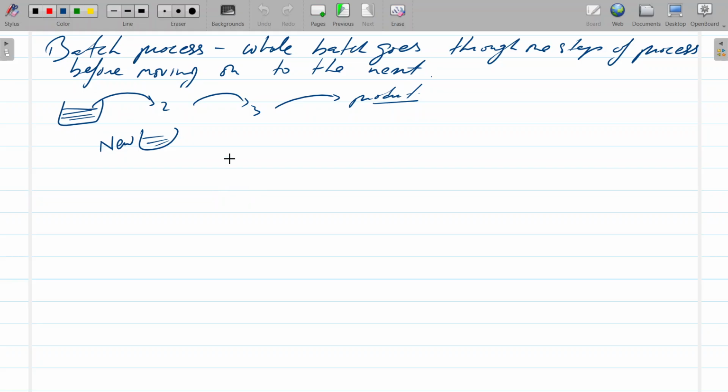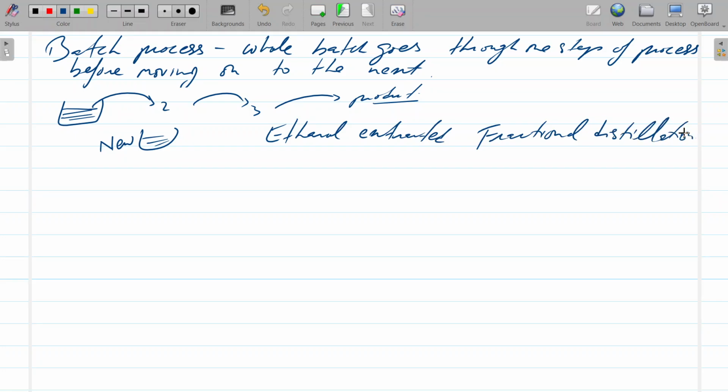Okay, so every time a batch is complete, the ethanol is extracted by fractional distillation, and then a new batch of reagents is put in. Reagents are all the things that you put in for the reaction to take place. So in this case, the sugar water solution and the yeast are the reagents. The yield of the process is only about 15%.